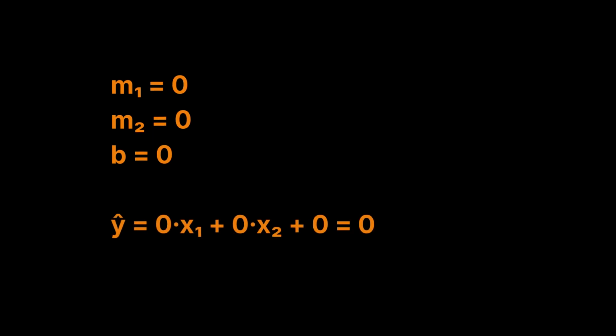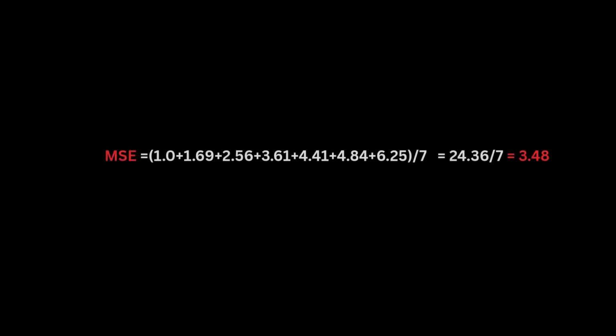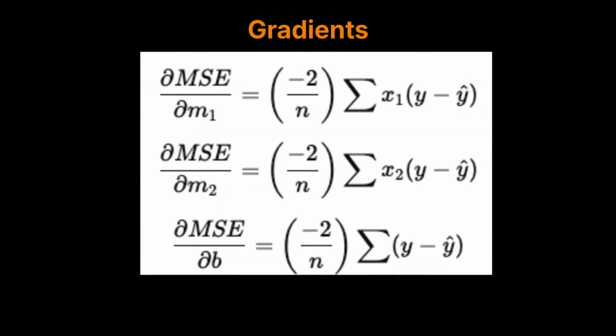Just like before, training starts with a guess. Let's start simple. M1 equals 0, M2 equals 0, B equals 0. That means the model predicts 0 for everyone. It's a bad model, but it's a starting point. Now we compute error, actual minus predicted. Since every prediction is 0, the error is just the actual value. Then we square errors, average them, and we get MSE, one number that judges the model.